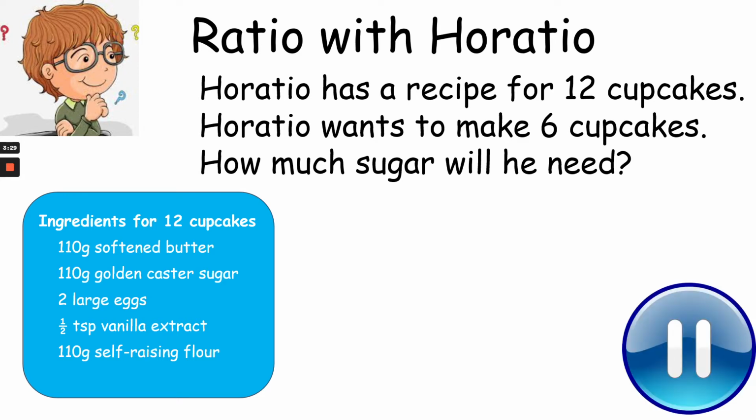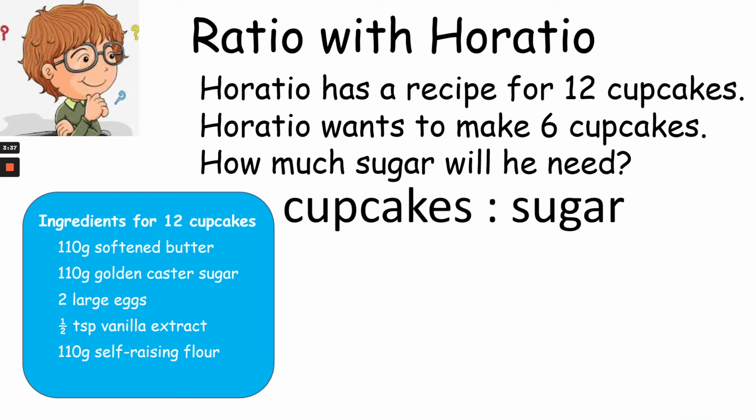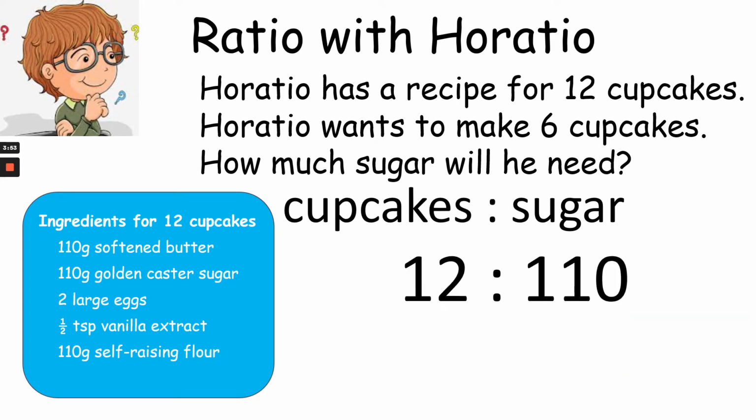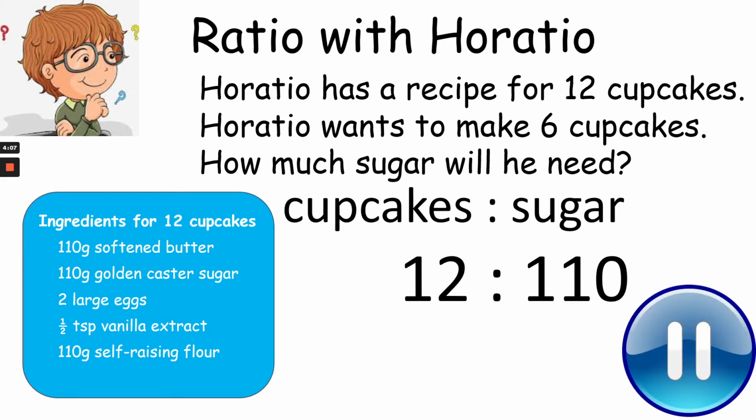First job, I'd like you to write down in words the ratio that he's trying to work out. Now we should have written cupcakes to sugar. This is what he's trying to work out with his ratio. Pause your video again and I'd like you to write down the ratio he already knows, the ratio that's going to help him. Now we should have written 12 to 110. 12 cupcakes to 110 grams of sugar. Now that we know this fact, we can simply work out how much sugar he'll need for 6 cupcakes. Pause your video and off you go.